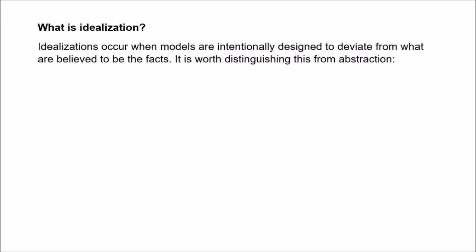Okay, so first, the fundamental issue here relates to the way in which scientific models promiscuously use idealizations. But what is idealization? Essentially this refers to the way in which a model is intentionally designed to deviate from the facts. Scientists frequently build into their models assumptions that they know are false. And it's worth distinguishing two types of ways models can deviate from the facts: abstraction and idealization.